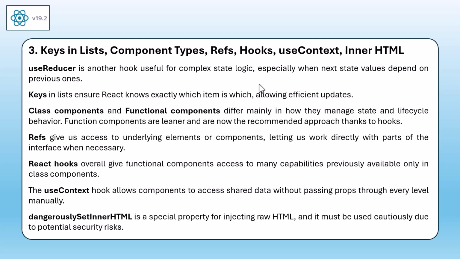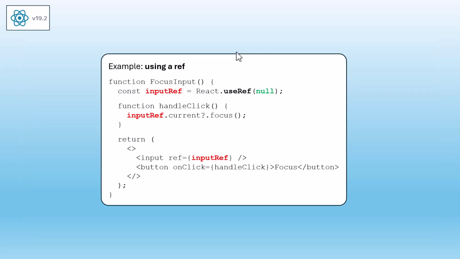useReducer is another hook useful for complex state logic, especially when next state values depend on previous ones. Keys in lists ensure React knows exactly which item is which, allowing efficient updates. Class components and functional components differ mainly in how they manage state and lifecycle behavior. Function components are leaner and are now the recommended approach thanks to hooks. Refs give us access to underlying elements or components, letting us work directly with parts of the interface when necessary.